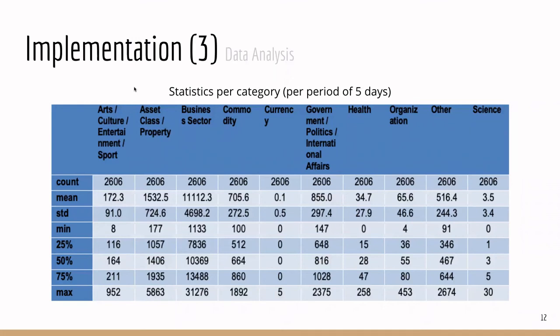Based on the selected categories, we have done some statistics. The idea here is to see how many news we have per sample. As I mentioned at the start of the presentation, we use samples with a temporal window, and our sample is of 5 days. So here we have four categories that contain a lot of news per sample. We have the business sector that contains 11,000 news on average for the 5 days. We have asset class property with 1,000 and 500, commodity and government politics. We decided that because they contain a lot of news compared to the others, for example, currency, which doesn't have a lot of news. We keep only these four.